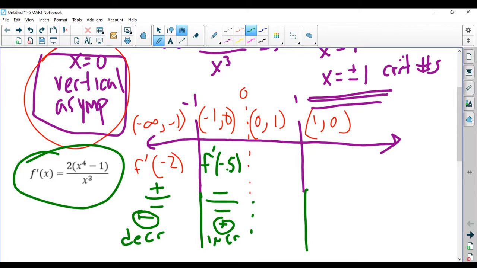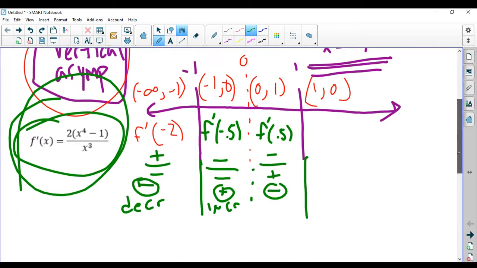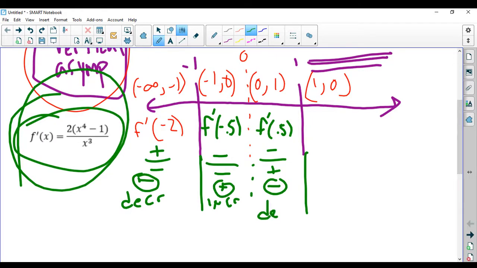On the next interval, we're going to use positive 0.5 because that's between 0 and 1. When you plug that into the derivative over here, nothing changes on the top. It's still a small number minus 1, which is negative. But on the bottom, since we have positive 0.5 cubed, that's going to be positive. So we have a negative over a positive, which is negative, which means the function is decreasing in this range.